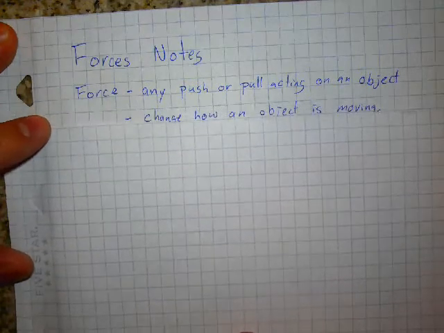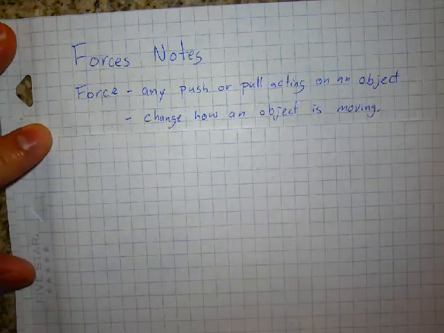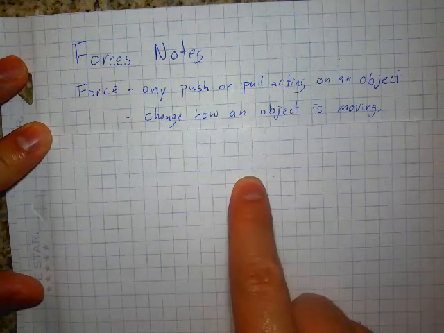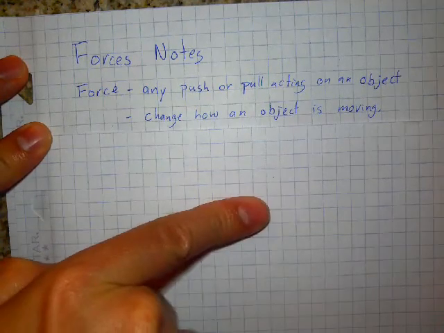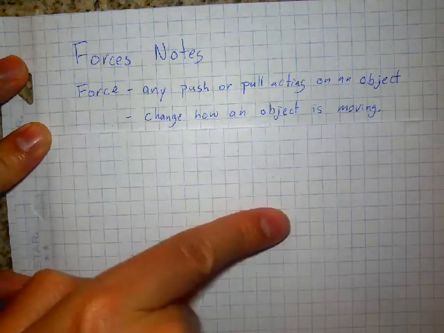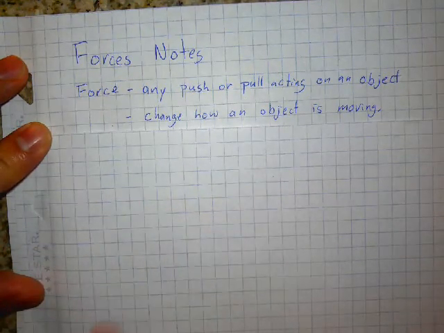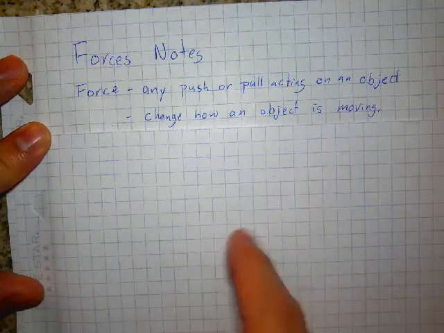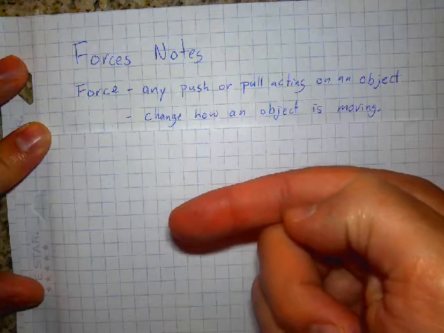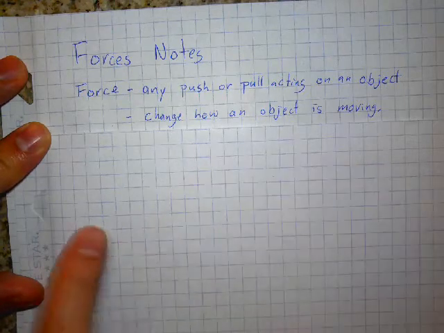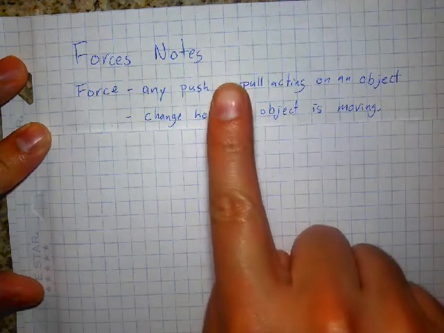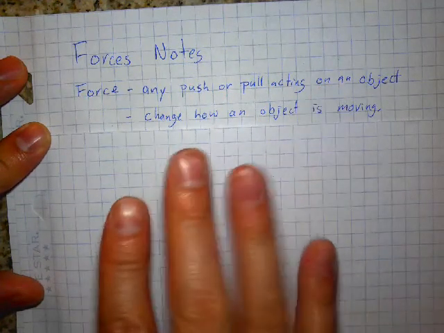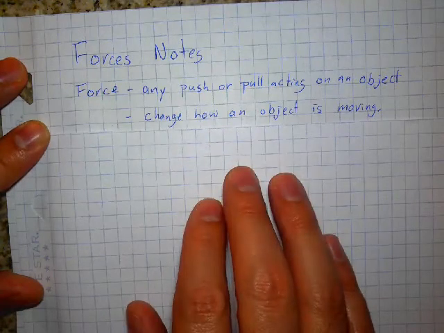And what a force is going to do is it's going to change how that object is moving. So if I have an object moving left to right and I push it, it's going to speed up if I push it to the right, right? If it's already going that way and I'm pushing it that way, it's going to speed up. If it's moving left to right and I push it the opposite way, I'm going to slow it down. And if it's moving left to right and I push it this way, it's going to change its direction. And anytime I'm pushing it, I'm exerting a force on it.